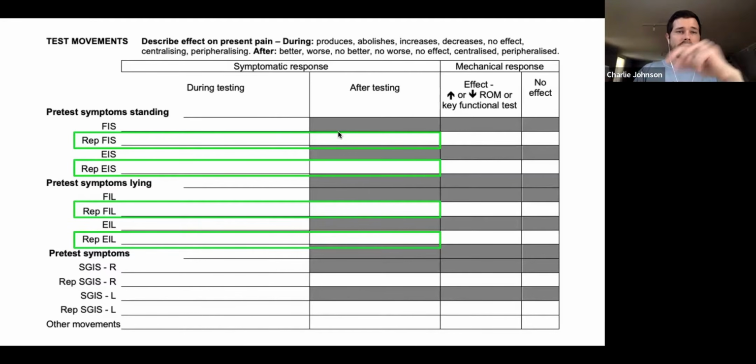So repeated FIS is repeated flexion in standing. Repeated EIS is extension in standing, a back bend, right? Repeated FIL is flexion in lying, a knee to chest. Repeated EIL is basically a press up, right, or a cobra motion.